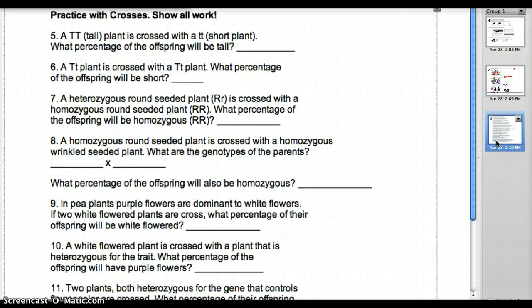So now it's time for you to do your work. What I want you to do, you've got to show your work for all of these.